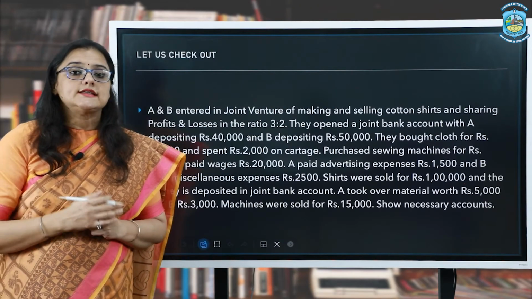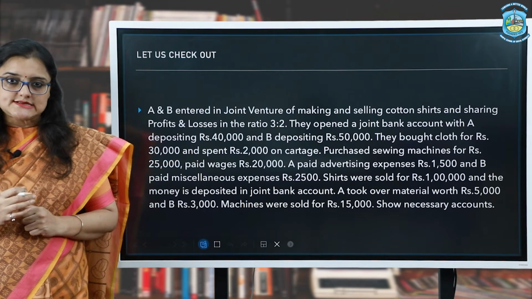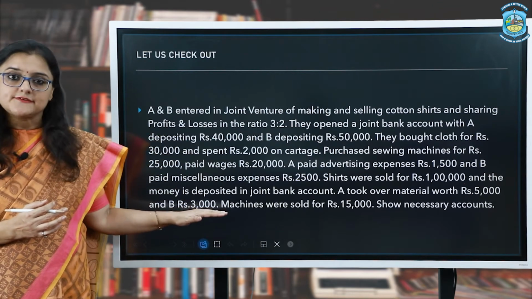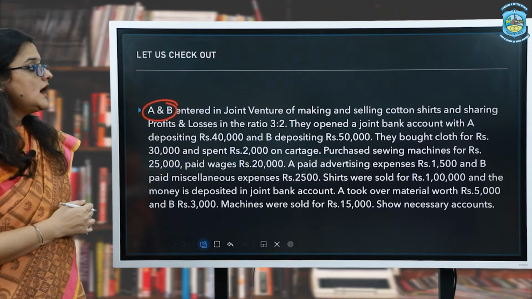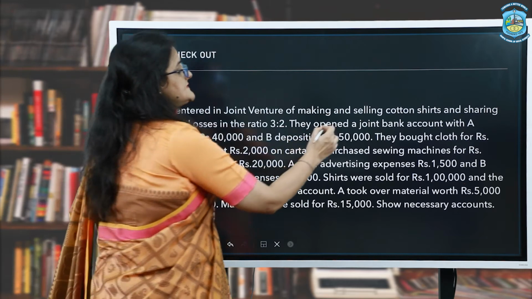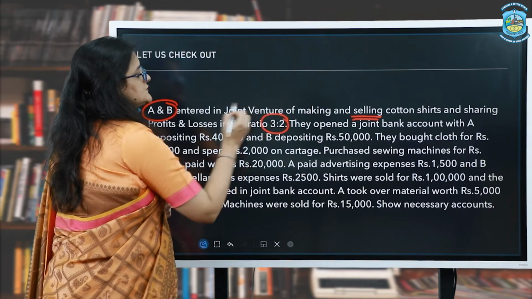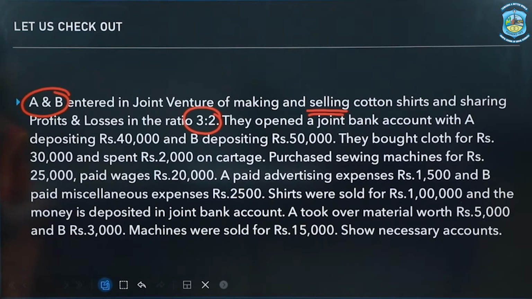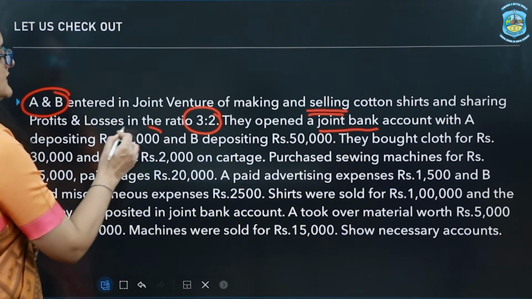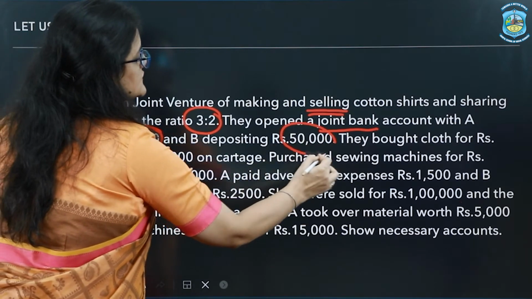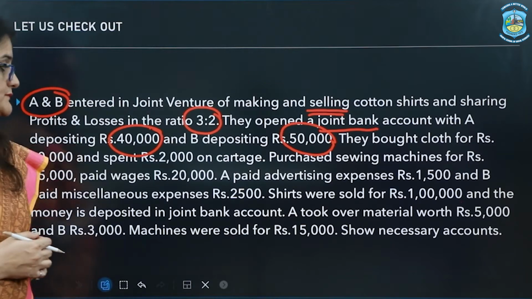Now it's time to understand these accounting fundamentals numerically. This is a situation for you to understand the separate set of books with the help of these facts and figures. A and B are the co-venturers who have entered into the joint venture of selling cotton shirts and sharing the profits and losses in the ratio 3:2. For the purpose of joint venture, they have opened a joint bank account in which they have contributed 40,000 and 50,000. 40,000 is the contribution made by A and 50,000 is the contribution made by B.